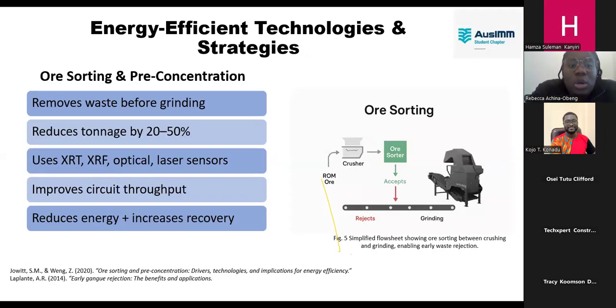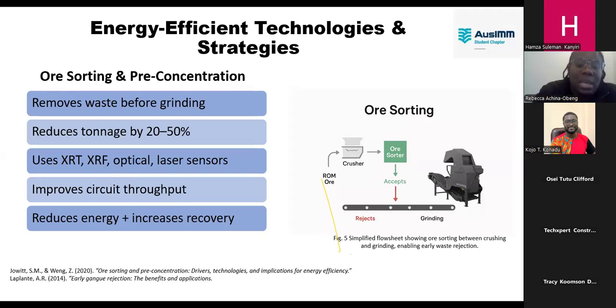Again, we look at ore sorting and pre-concentration. So ore sorting and pre-concentration improve energy efficiency by rejecting low grade or barren material before it even enters the grinding circuits. This directly reduces mill feed tonnage and can cut comminution energy by 20 to 50%, depending on the ore being introduced and the heterogeneity of the ore. And the most energy efficient grinding is the grinding you do not do.